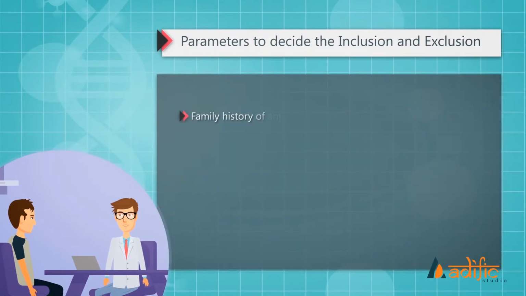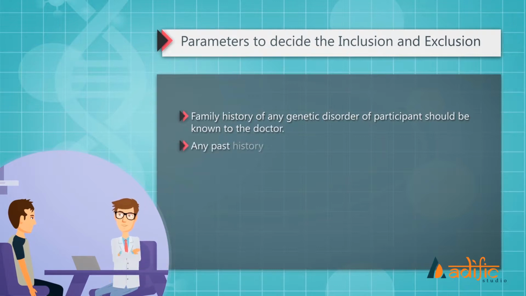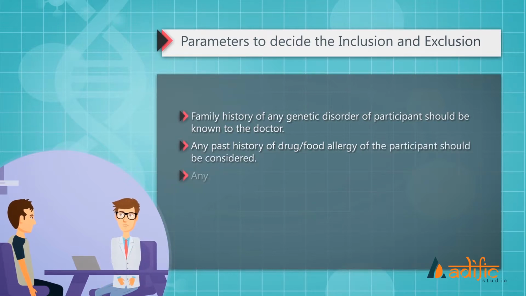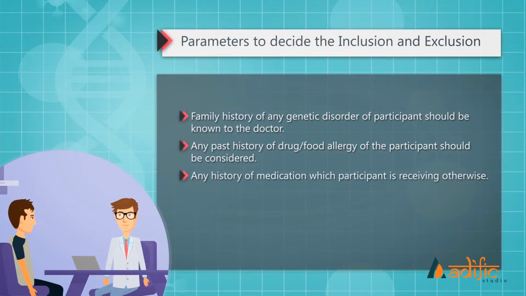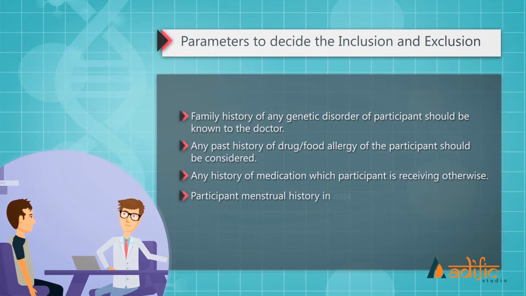8. Family history of any genetic disorder of participant should be known to the doctor. 9. Any past history of drug, food allergy of the participant should be considered. 10. Any history of medication which participant is receiving otherwise. And 11. Participant menstrual history in case of female.